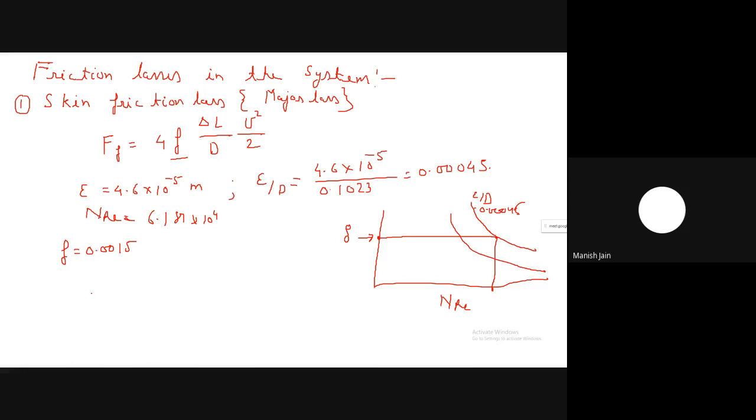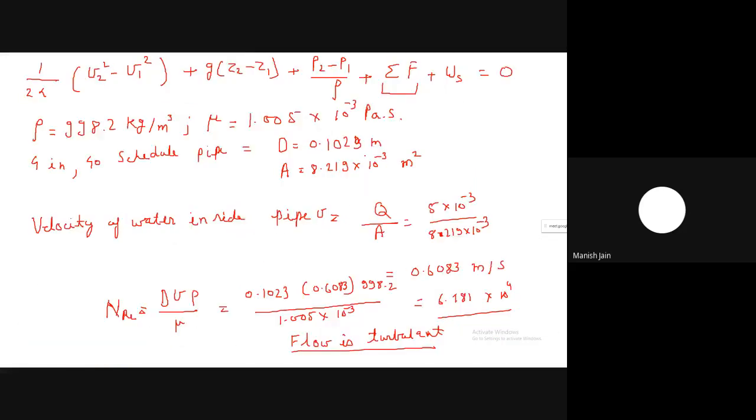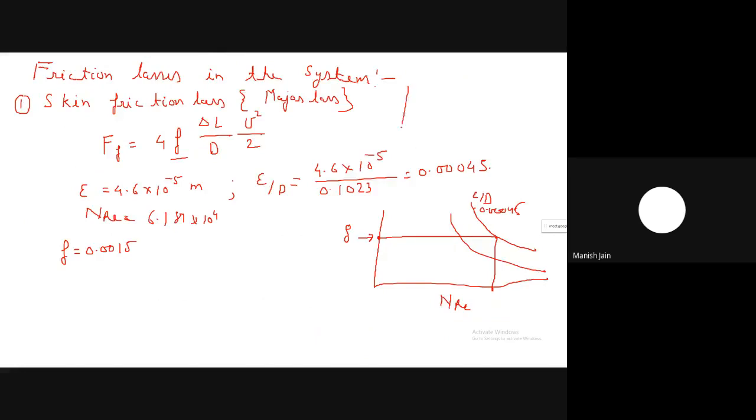Now, once you know the value of f, you have to substitute the values in this equation. So what is delta L? Delta L is the total length of the pipe. This is 5 meter, this is 50 meter, this is 15 meter, this is 100 meter. So the total length of the pipe is delta L equal to 5 plus 50 plus 15 plus 100, which is equal to 170 meter.